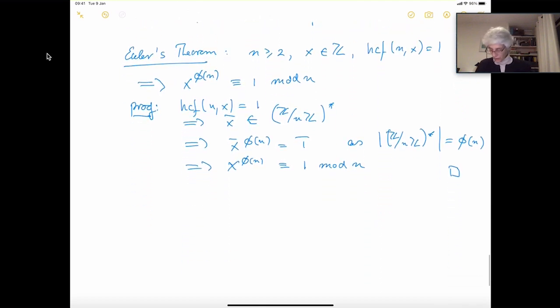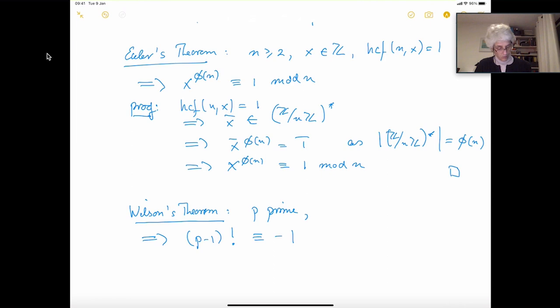So this now leads us to the third and last theorem, namely Wilson's theorem. Assume P is prime, then I want to conclude that P minus 1 factorial is equivalent to minus 1 mod P.